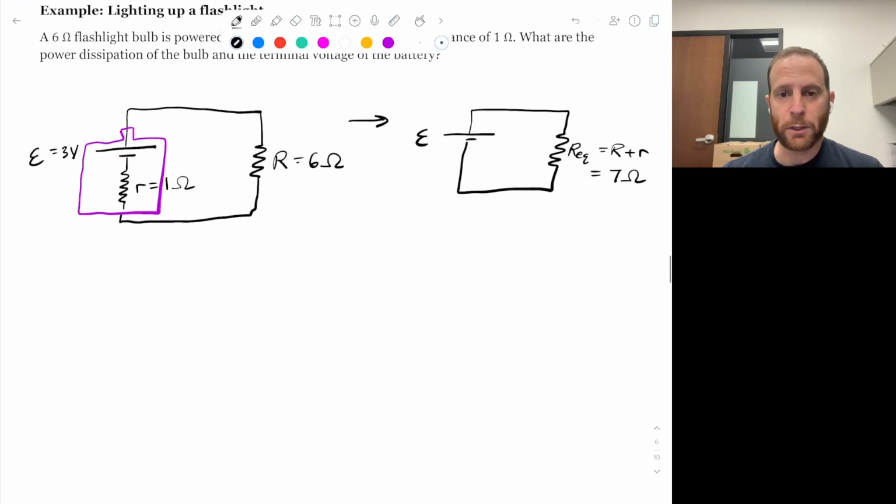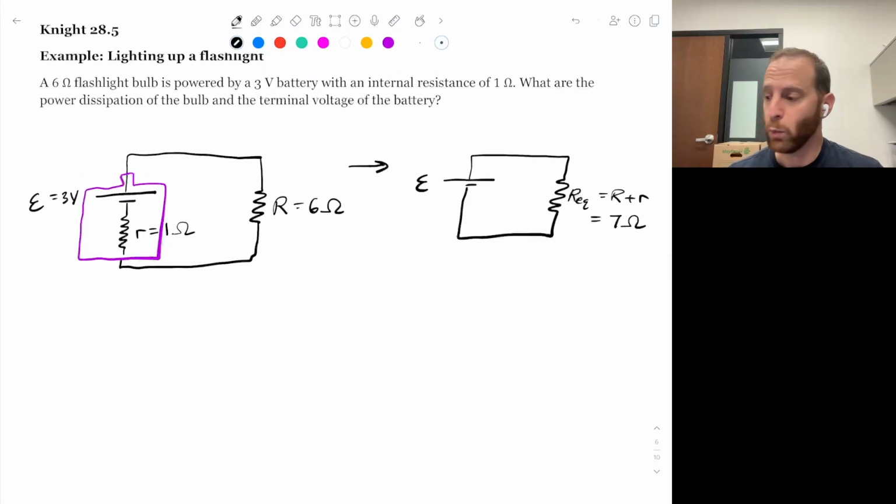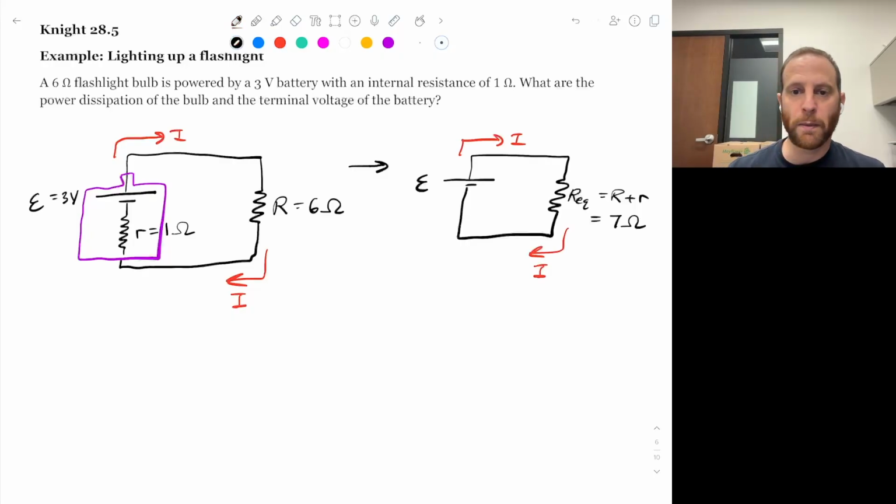So in any case, what we want to do is relate these quantities to figure out what is the power dissipation in the bulb. It'll be a lot easier to know that once we know how much current is flowing in the circuit. And so we might as well start there. Let's determine how much current is flowing in the circuit.